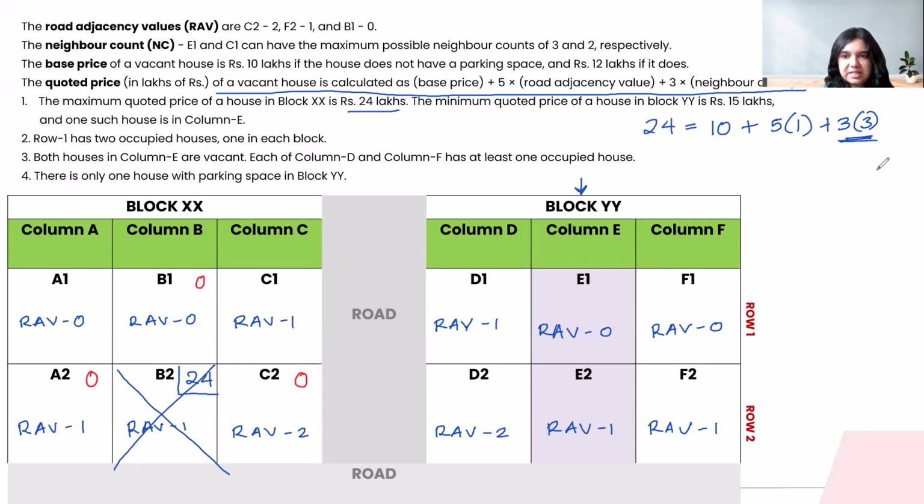In order to make 15, I can start off with a 10 plus, if I take E1, it will be 5 times 0. And I know that there is one flat in block YY in row 1, which is occupied. That means I can have one neighbor of E1. E2 is also vacant, so I can have 3 times 1. Does this give me a 15? Not really.